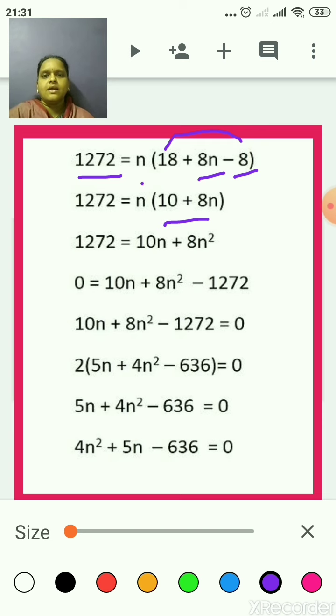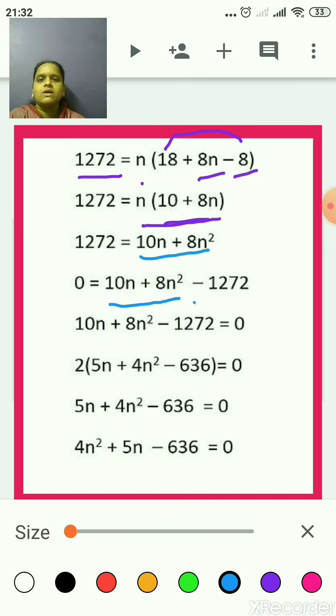So 10 plus 8n. Now multiply again with the bracket, 10 plus 8n multiplied by n. So what you will get as the next step is 10n plus 8n square. Yes, go on simplifying further. Bring all the terms on one side. So you get 10n plus 8n square equals 1272. Bring it to the left-hand side and it will become minus 1272.